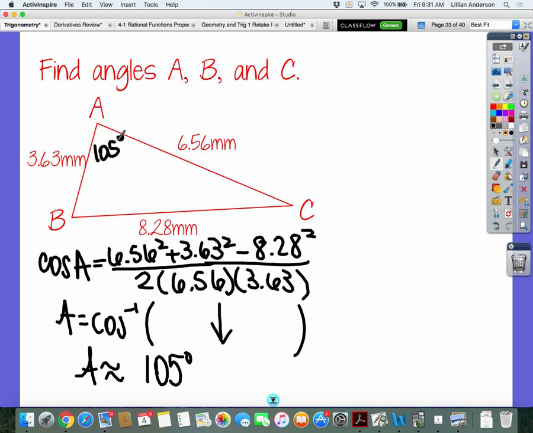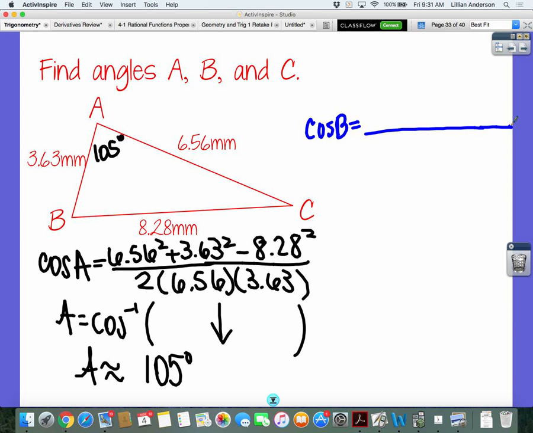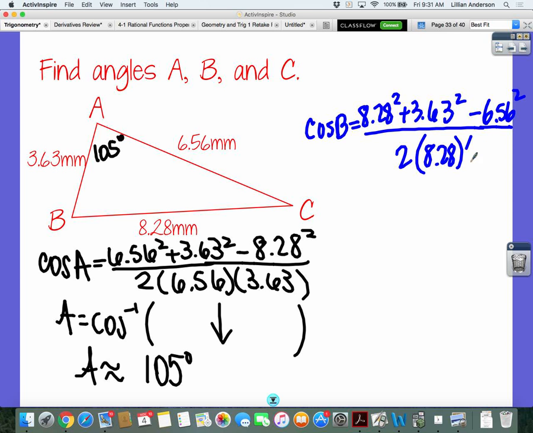Yeah. Okay? What angle did you find next? B. Okay? Alphabetical order. That works. Okay, you could have found C first, it didn't matter. We're still getting the same numbers. We're doing B. Which side are you subtracting? 6.56. So you squared that, but then you squared and added the other ones. Then you do 2 times the 2 sides that you squared and added. Then, of course, you're looking for an angle, so you take the cosine inverse of that whole thing, and you get what? 49.9.